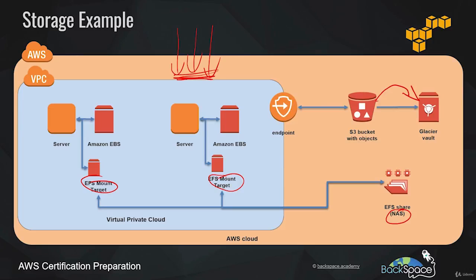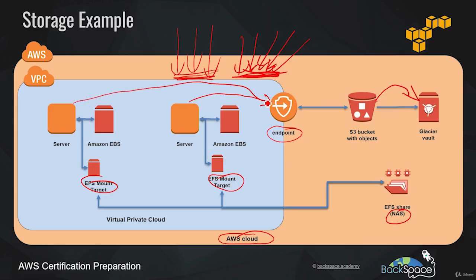Now, that S3 bucket will be located in the AWS cloud. It's not located in our VPC. So remember we said the VPC is our private space within the AWS cloud, and nothing gets through it without us allowing it to come through. So that is where the VPC endpoint comes in. So we can create one of those, and that will allow traffic to flow in and out of our VPC specifically for that S3 service.